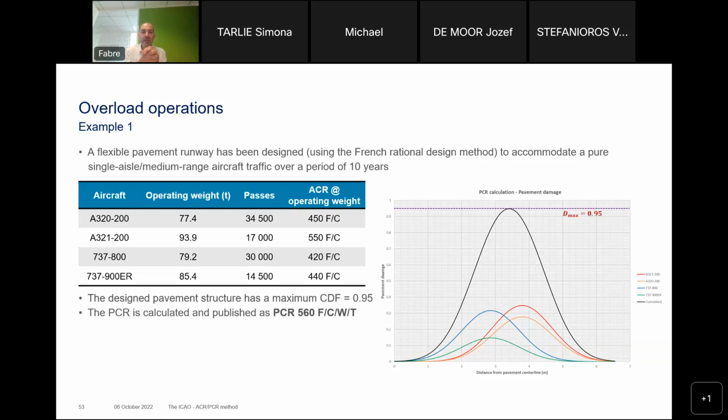So in that case, the FW21 aircraft is the highest ACR aircraft. The design pavement structure has a maximum CDF of 0.95 at the critical offsets. And the computed PCR, which is published based on this pavement data and traffic data, is about 560 flexible CWT. I did not mention the pavement data because it was exactly the same data that I used for, I think, the second example.